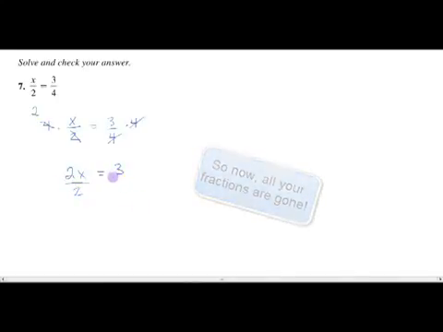Now we have rid of the fractions. All we have to do is divide by 2 and we get 3 halves. The trick is to multiply by the LCD of the fractions in the problem.